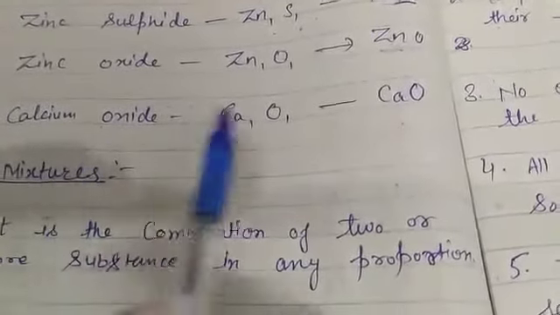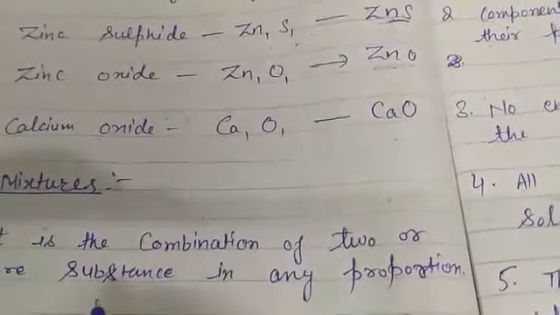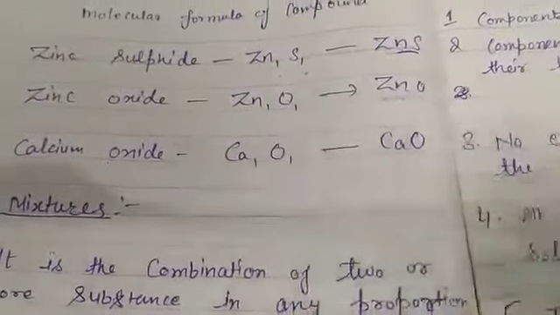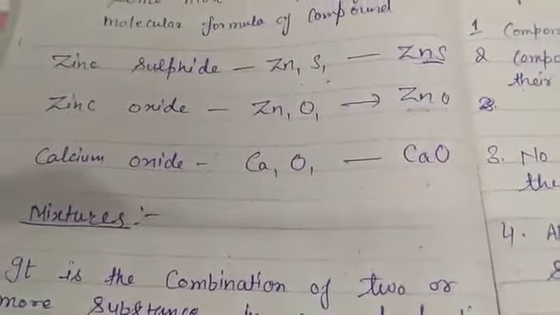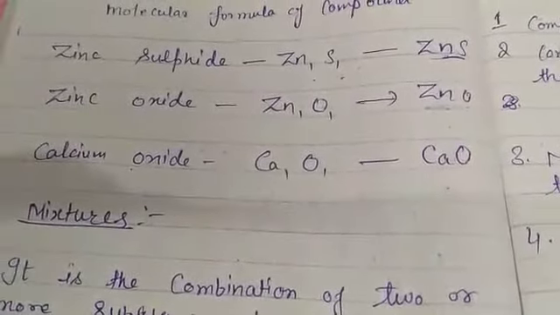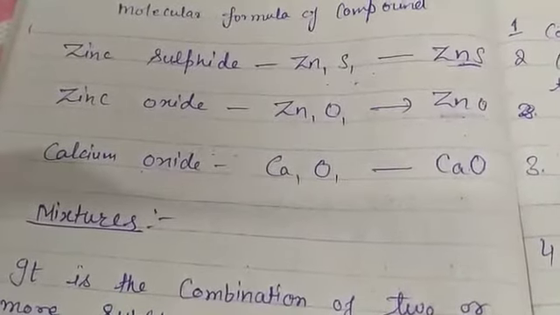Similarly, calcium oxide. There are so many different kinds of examples of compounds. These are given in your book. You go through the list of different compounds and their molecular formulas and learn them.